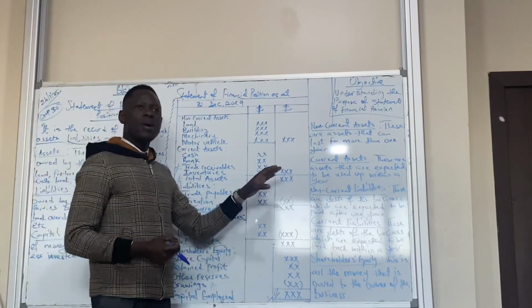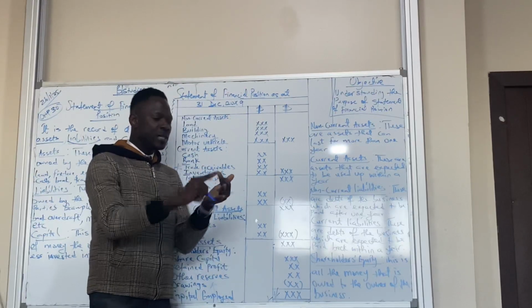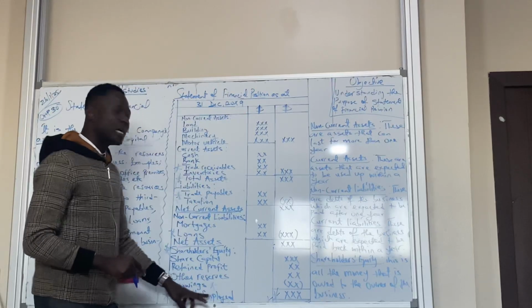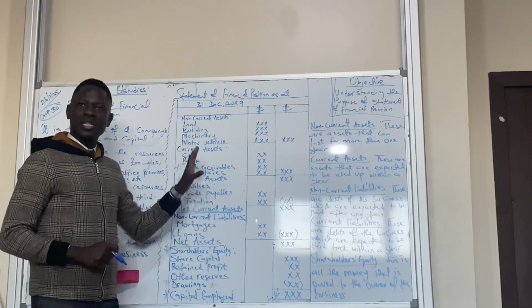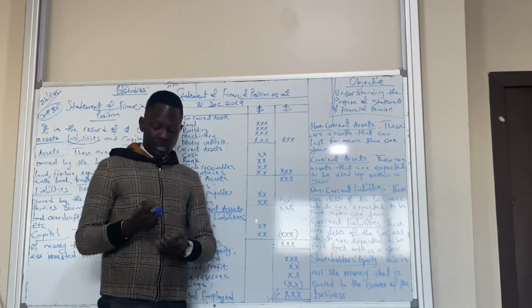So capital employed is your share capital plus profit minus drawings. Any question about it? So this is what we call the statement of financial position, and we have it to know the worth of a business. Thank you.